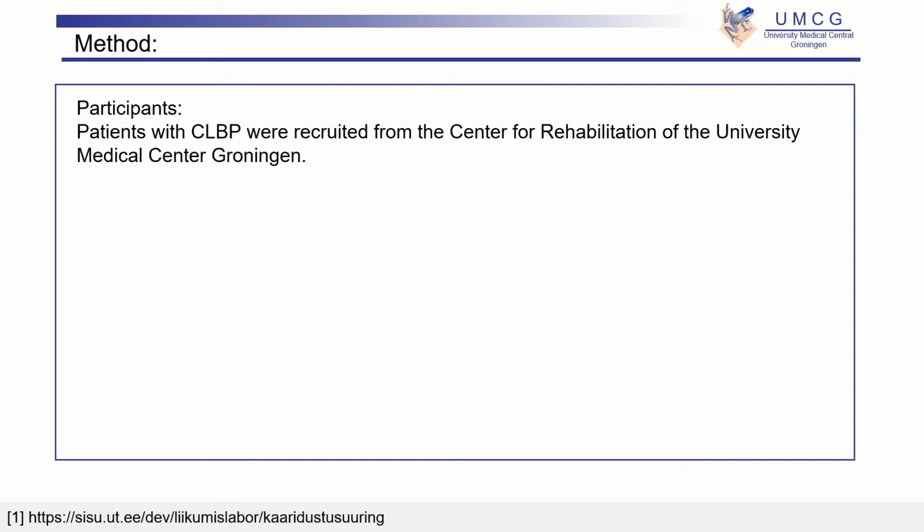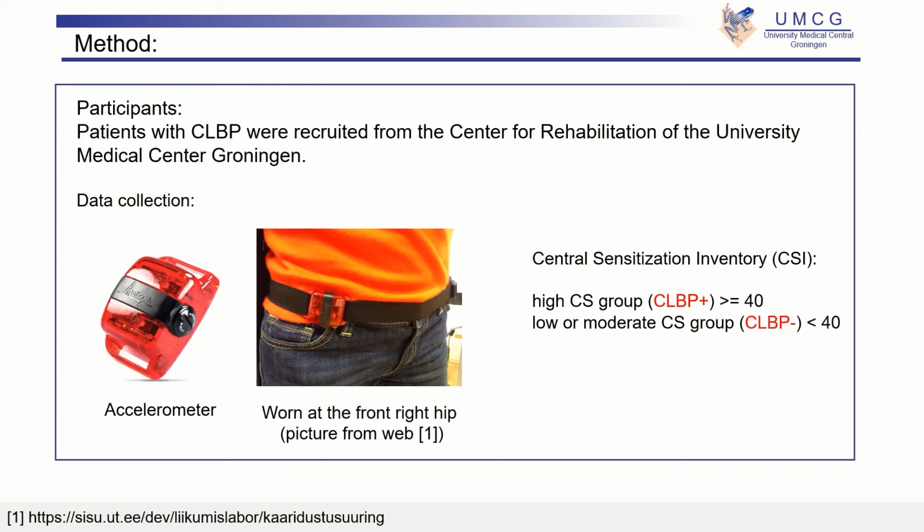Patients with chronic low back pain were recruited from UMCG, and the accelerometer was worn at the right hip of the patient, as shown in the figure. For the score of the Central Sensitization Inventory, a score lower than 40 is low CSI, and a score higher than 40 is high CSI.